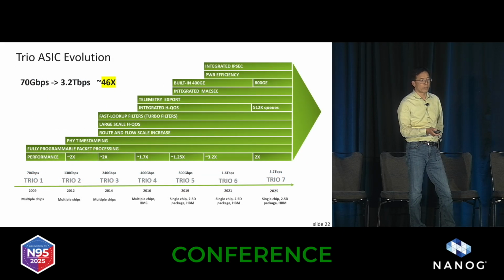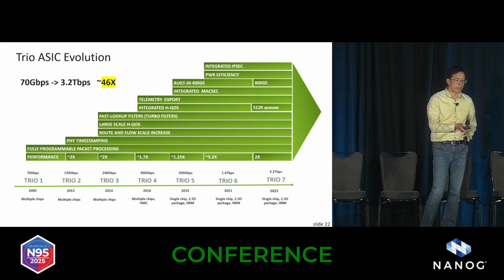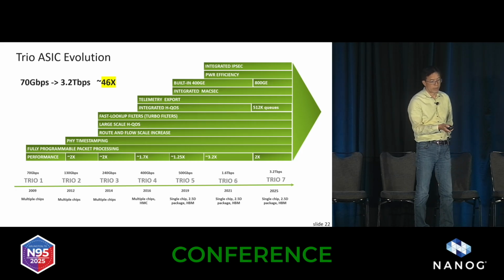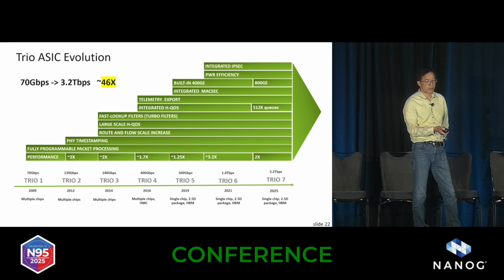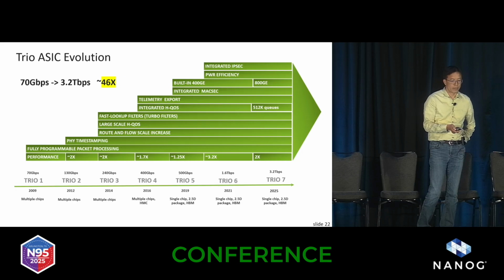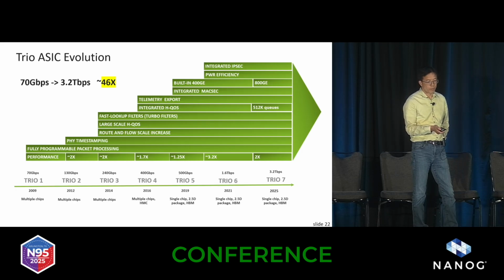Now, let me talk about the Trio ASIC evolution. We developed the Trio ASIC around 2009. The first generation is 70 gigabit per second-ish. You can tell how different that is from today. The second generation is around 130 gig. Pretty much each generation, we most likely double the performance, though sometimes it may not be exactly double. But the Trio series is a fully programmable packet processing architecture.